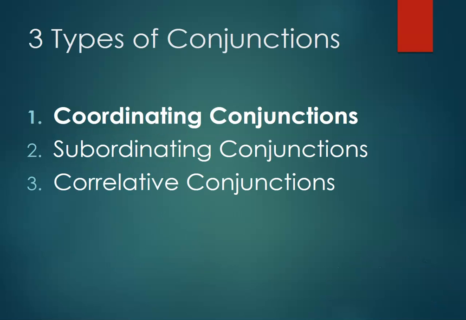To begin, let's talk about the three types of conjunctions. There are coordinating conjunctions, which will be the topic of our lesson today, and then subordinating and correlative conjunctions, which we will talk about in a future presentation.